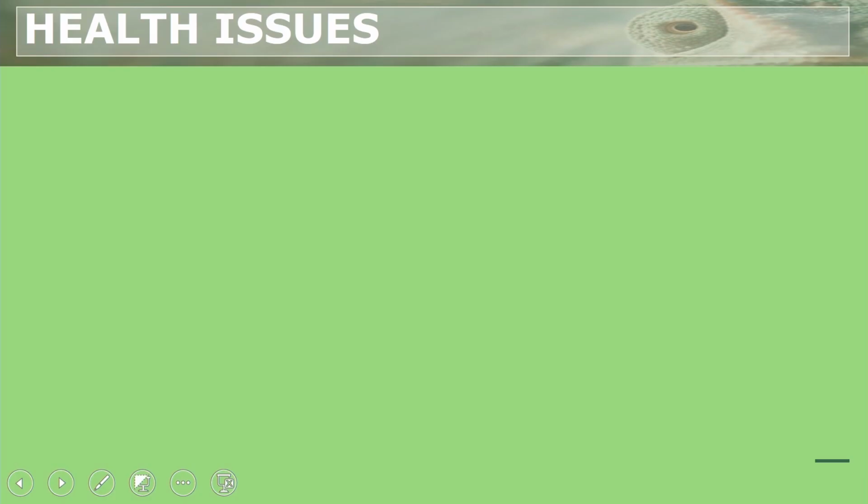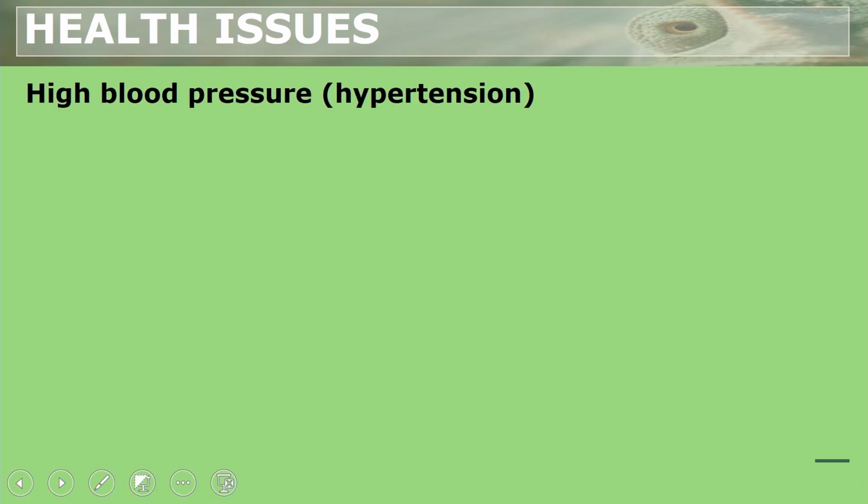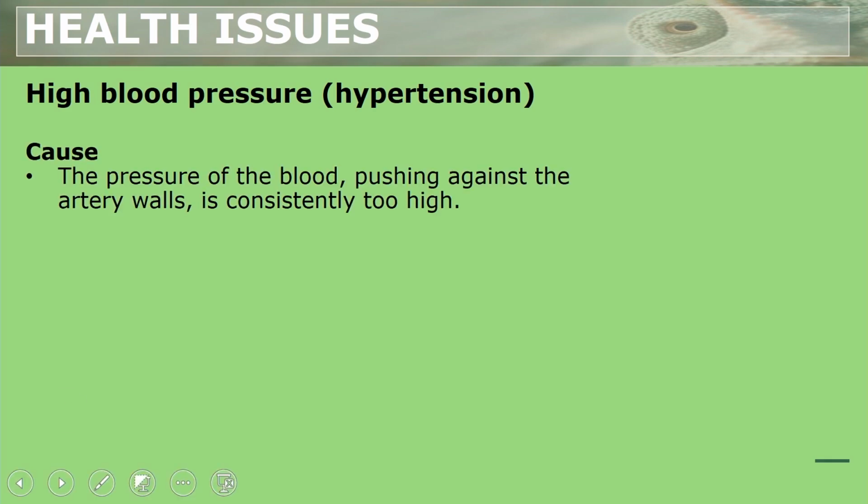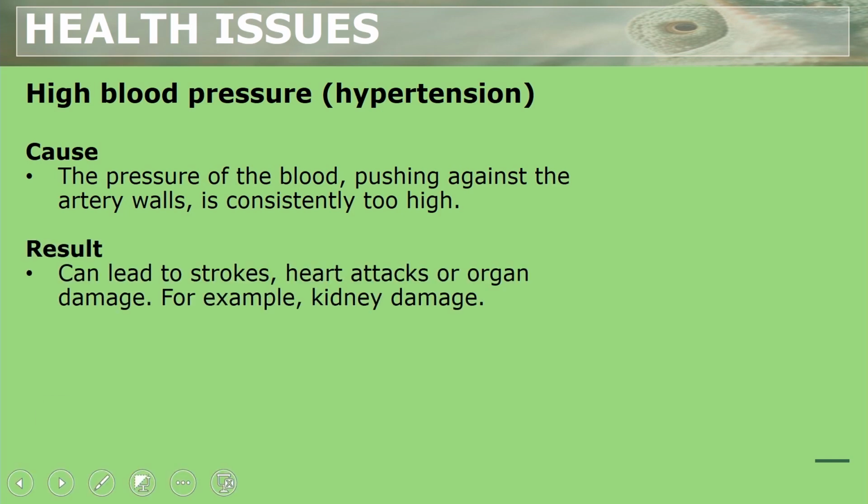We have now reached the final topic of our circulatory system, and this being health issues. We will look at the first health issue, and this is called high blood pressure or hypertension. The cause of high blood pressure is when the pressure of blood pushing against the artery walls is consistently too high. This can lead to strokes, heart attacks, or organ damage, for example, a damaged kidney.